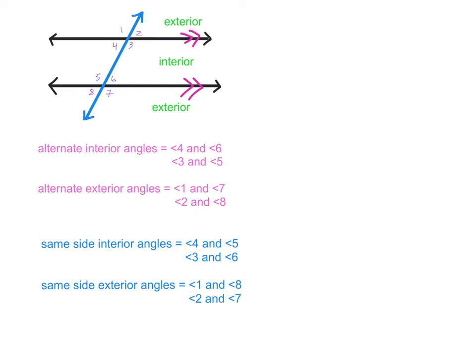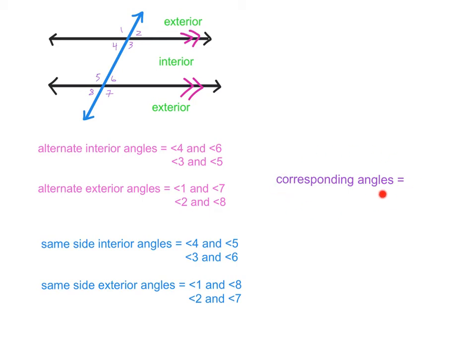Now, same side exterior angles. So if I look at angles 1 and 8, they are outside and they are to the left of my transversal. So 2 and 7, they are again on the right side of the transversal, so same side of the transversal, and they are exterior angles. Okay, we have one more type of angle to name.